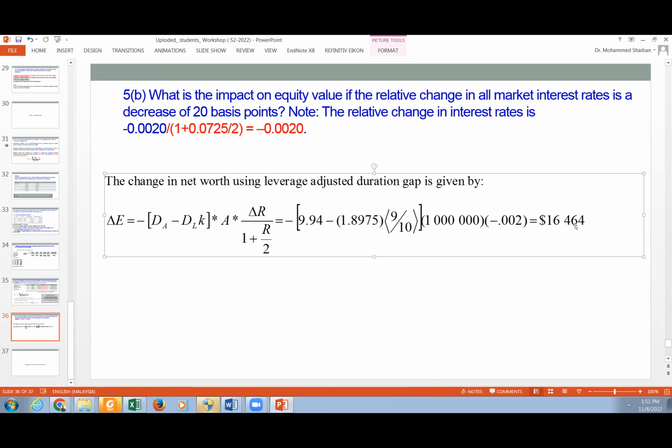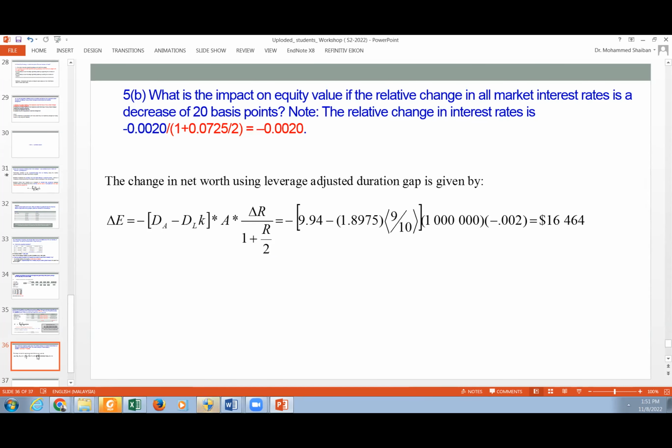This is good news. This is actually different from the repricing model. Because of the interest rate decrease, my equity has increased by 16,464. Now, if you get this one, I think this is the most important thing for me.